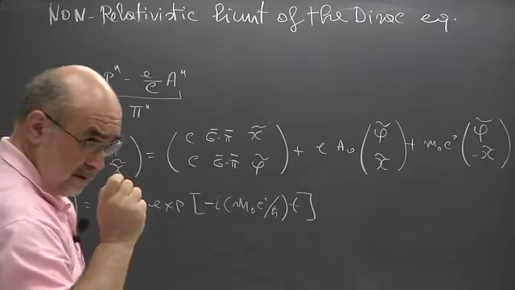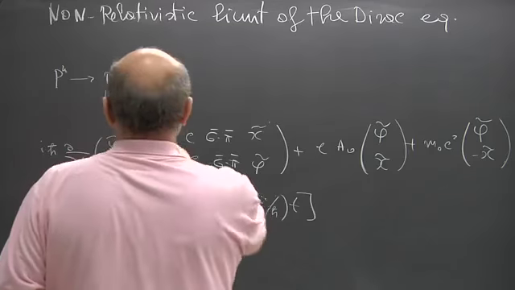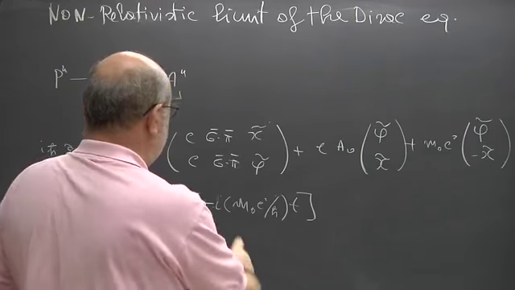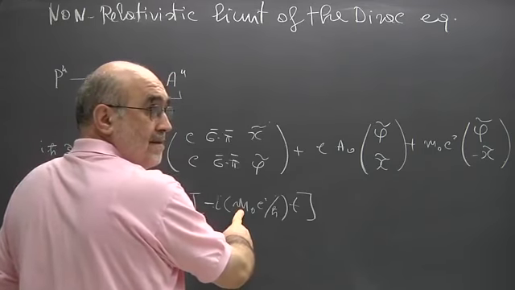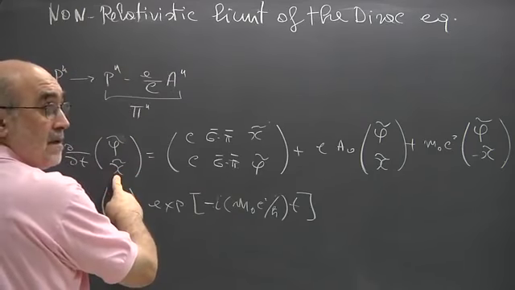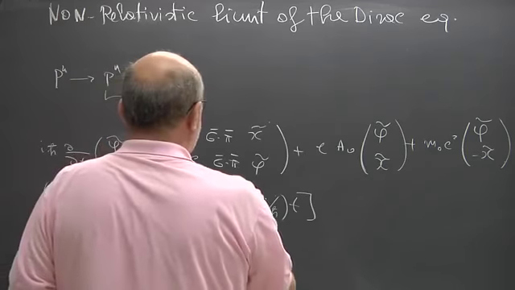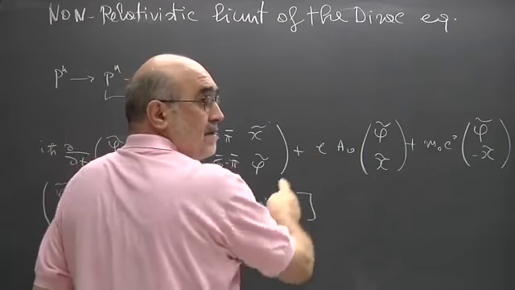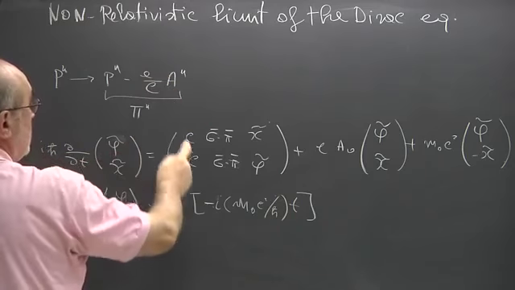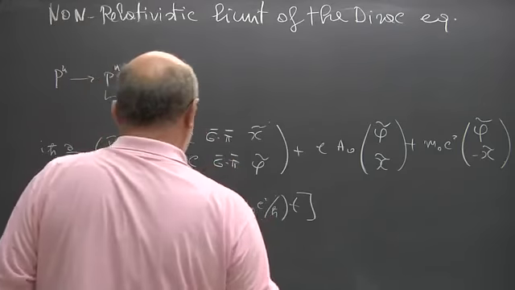What did you say? Where? Which one? This one? Pi. I cannot. The first line. This is C, and this is E. Above here, this is sigma, the Pauli matrices, okay? The Pauli matrices, sorry for my handwriting.